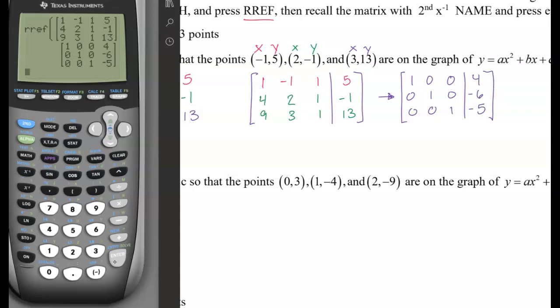Remembering that the first entry is going to be our A, the second entry in that column is our B, and the third is our C. So I use those numbers to create the equation I was trying to find. A is 4, B is -6, and C is -5. And boom, I've created a quadratic.